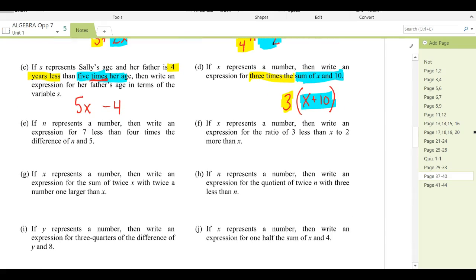If n represents a number, then write an expression for 7 less than 4 times the difference of n and 5. Oh! All right. Now we're getting into some high-level stuff. 4 times the difference of n and 5. What do you think this difference means? Minus. N and 5.